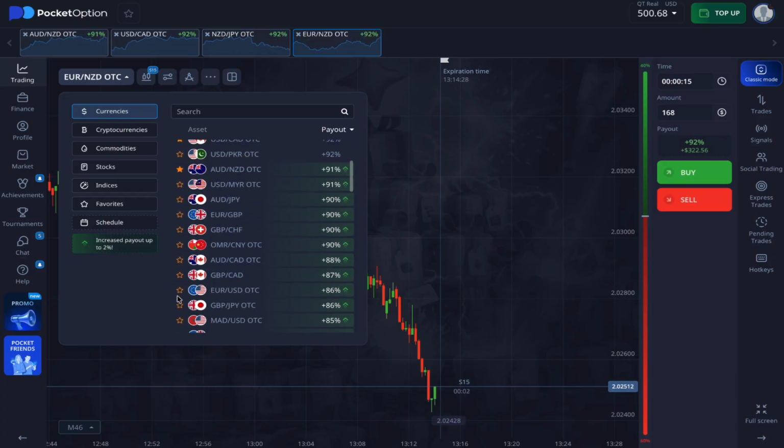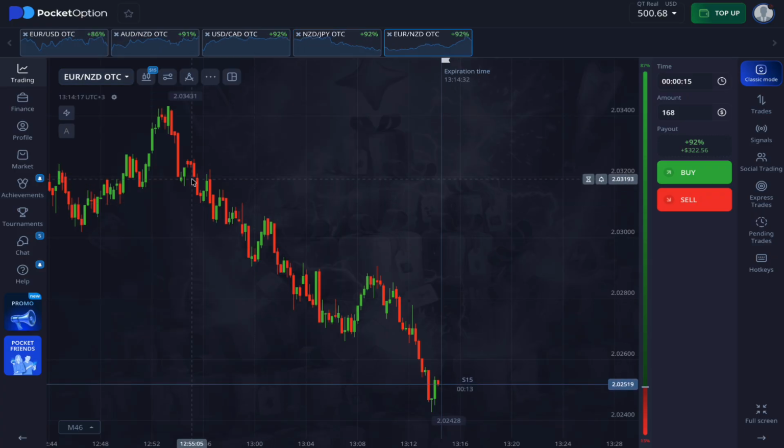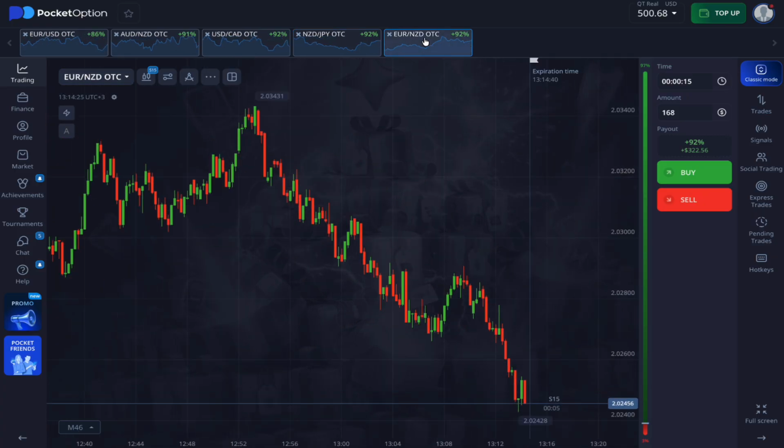Today we're trading in OTC mode. I'm adding stable currency pairs with a payout of at least 75%. Once we add these currency pairs to favorites, we can keep an eye on the payout for each of these assets. And if the payout starts dropping, we'll switch to other assets right in the middle of trading and continue there instead. For now though, I'm switching over to the euro-dollar.